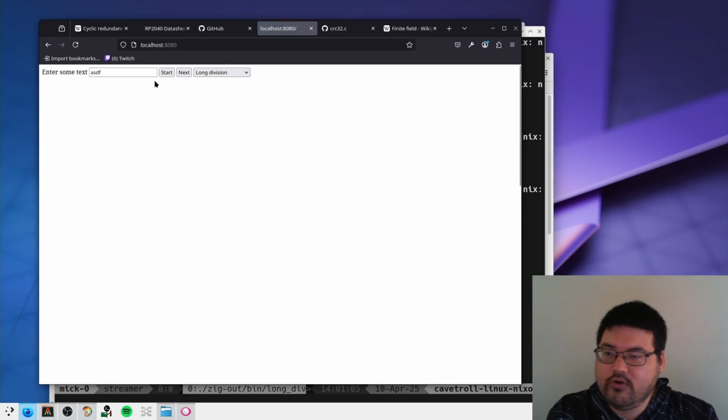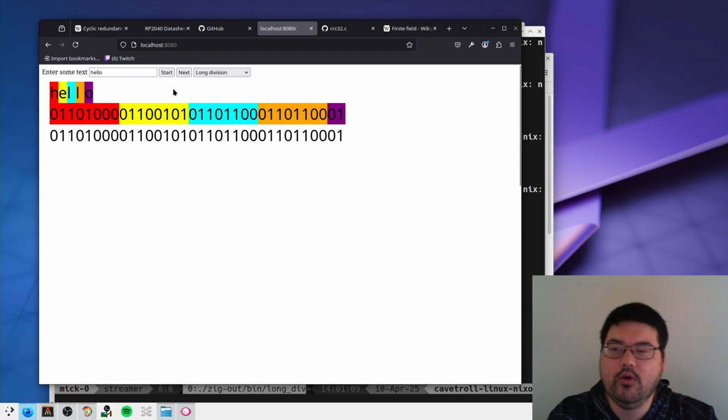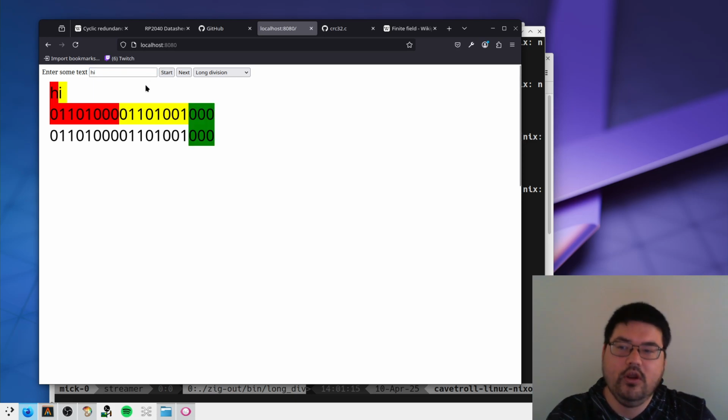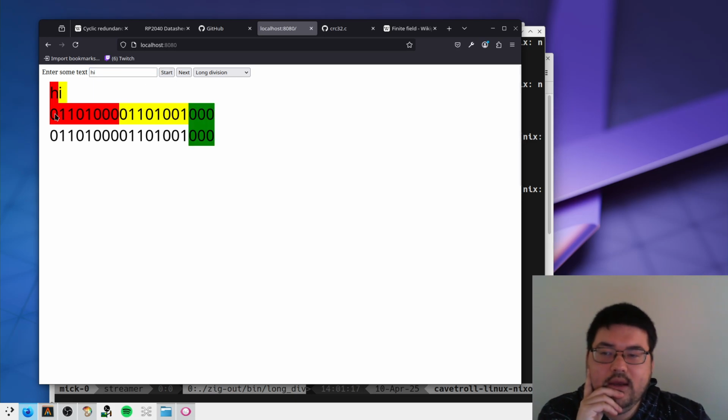Let's jump over to the visualization. So we say hello, right? We take the binary representation of each of these letters. Maybe we'll do hi because it's shorter, right? And we, hand wavy, say, here is the H in ASCII, here is the I in ASCII, and this is going to be one big polynomial, right?